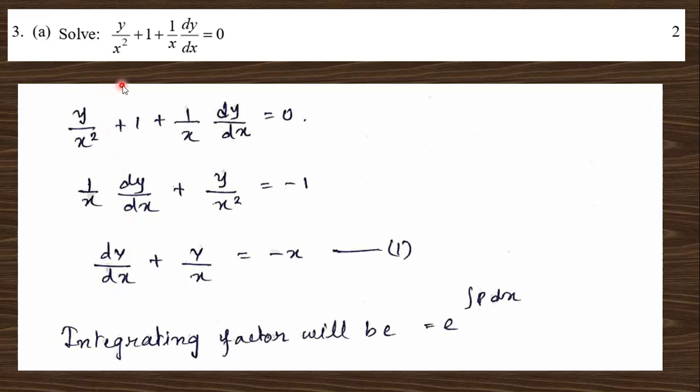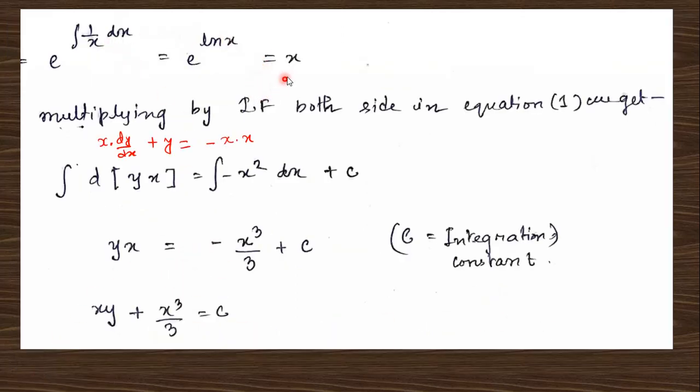Solve this differential equation. If we rearrange it, you will get this type of equation, and the integrating factor here is 1 by x. If you calculate this integrating factor, multiply it on both sides, and integrate, you will get this solution. Go to the next one.